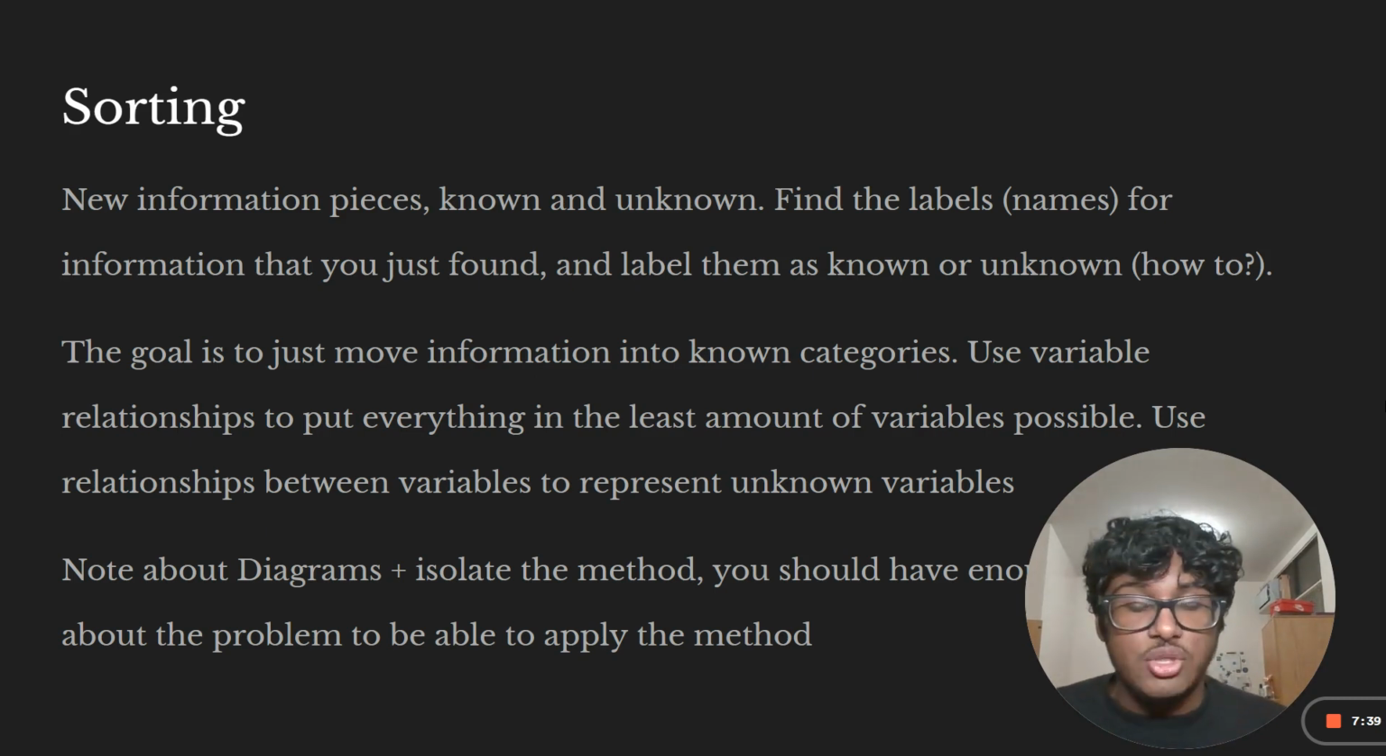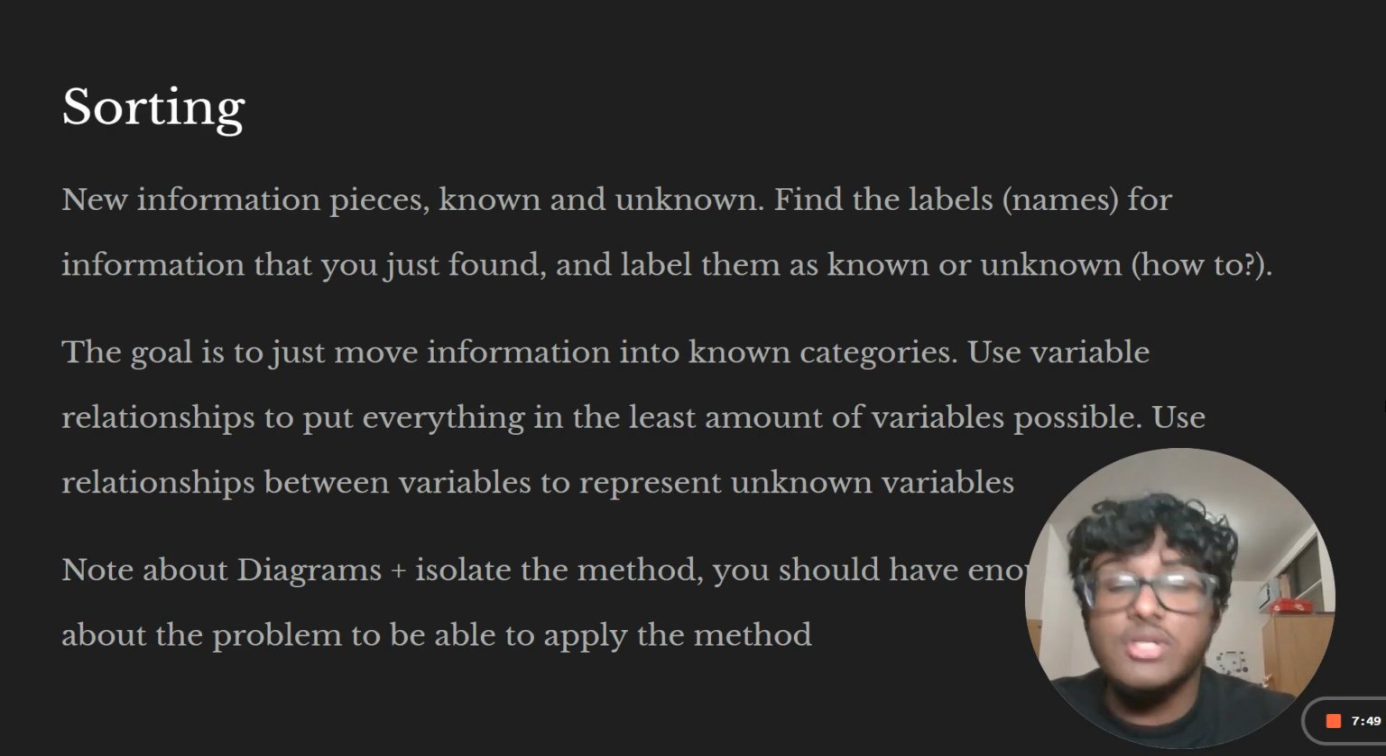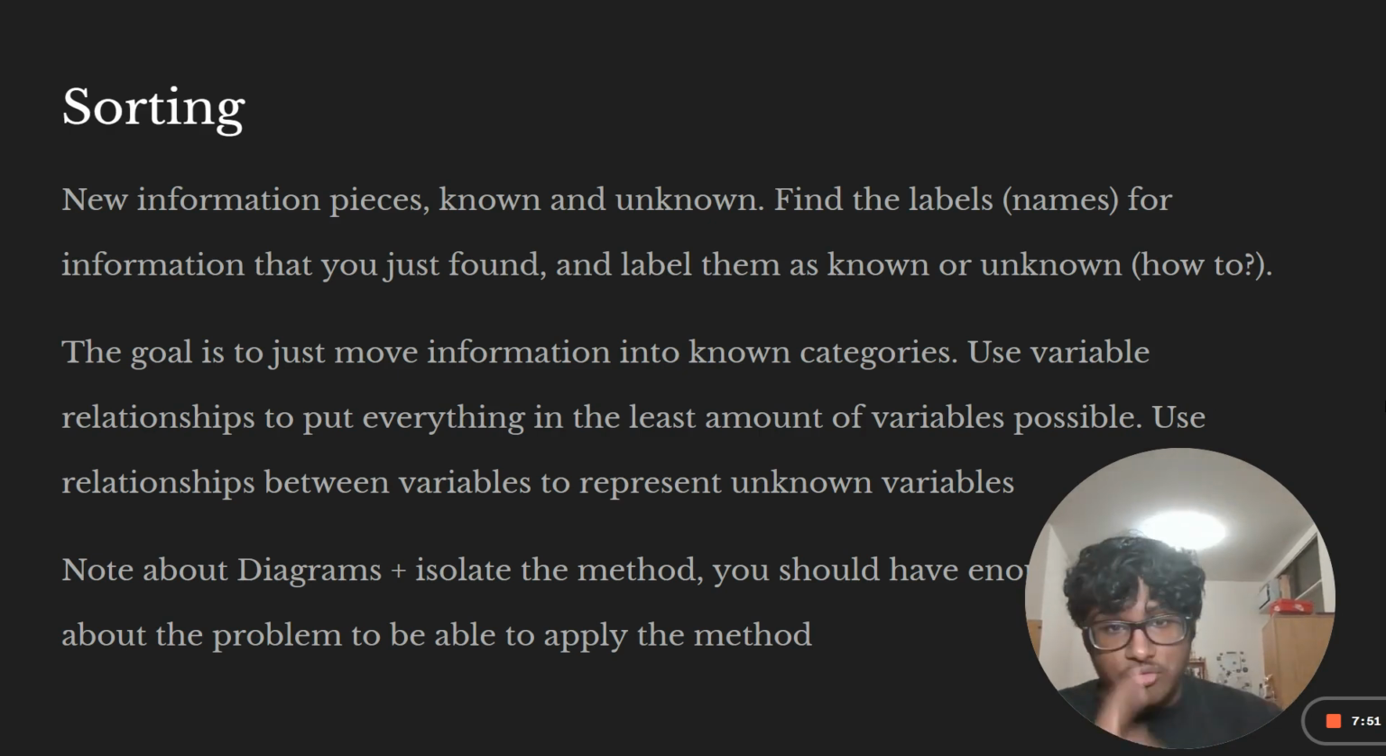So the fact that I have 5 ducks is known information. The fact that we know the relationship between the amount of ducks that we have is known information. And the fact that we don't know how many ducks that you have, that's unknown information, right? So that's our known and unknown categories, right? So it's just sorting that allows you to easily figure out what's the next step.